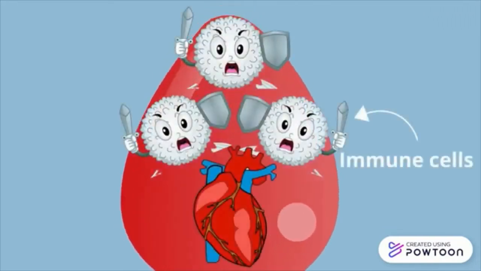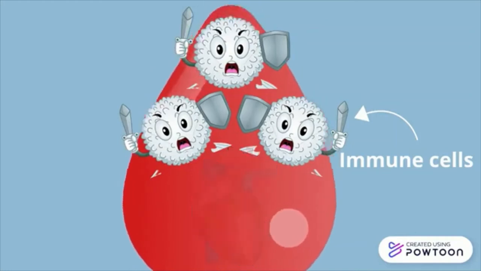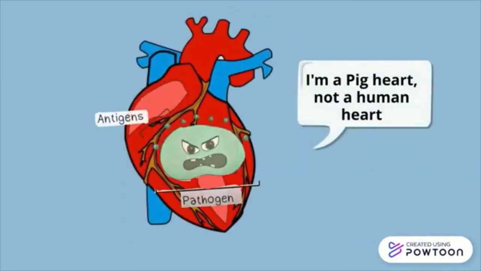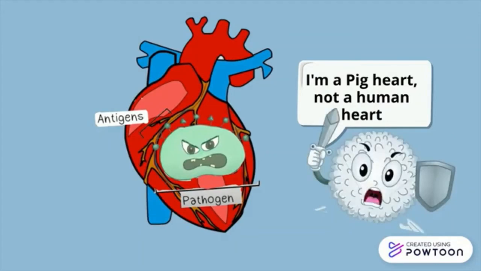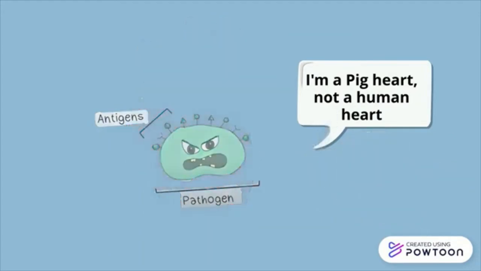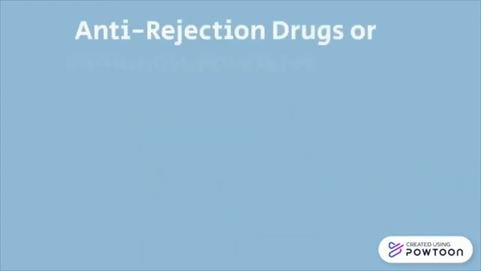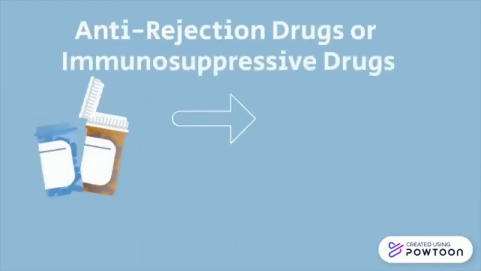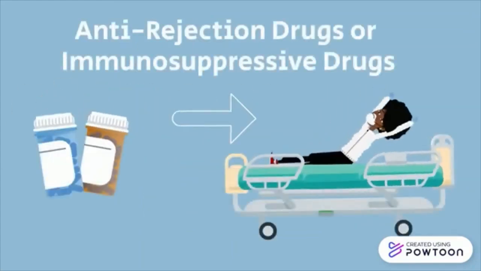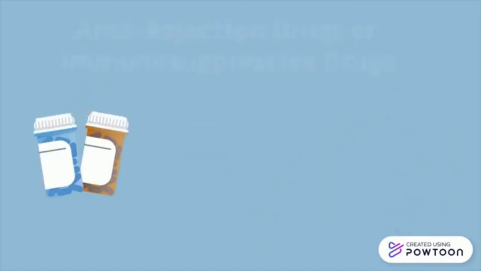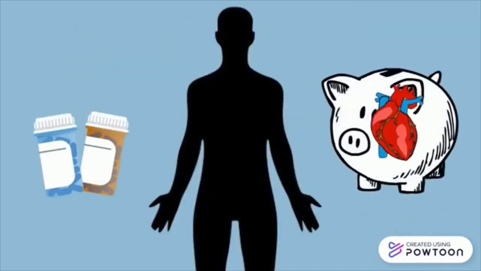This is a process in which immune cells in the recipient's bloodstream attack the transplanted organ and eliminate it. The transplanted organ usually has antigens on its surface, which are like flags stating, "Hey, I am a pig heart, not a human heart," that signal the immune cells to trigger a defensive immune response, causing the organ to stop working. To bypass this mechanism of rejection, anti-rejection drugs, also known as immunosuppressive drugs, are administered to the patient. These drugs suppress the recipient's immune system, preventing it from being able to mount a strong response against the transplanted organ.